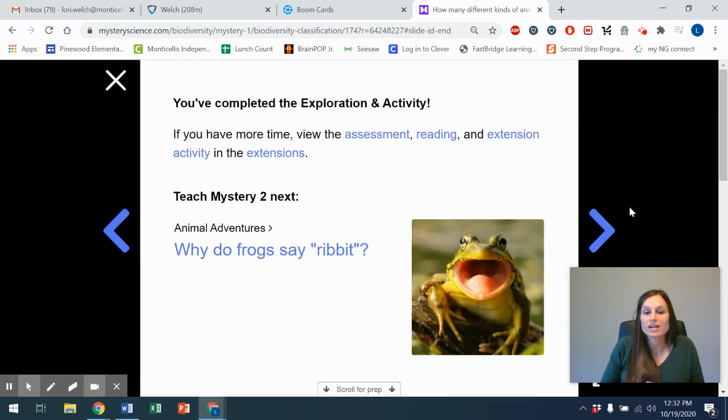We are going to continue to identify patterns in animal characteristics in order to group these animals in our next science experiment next week.